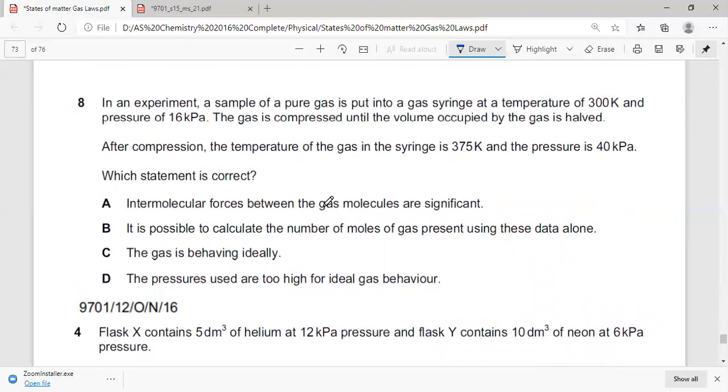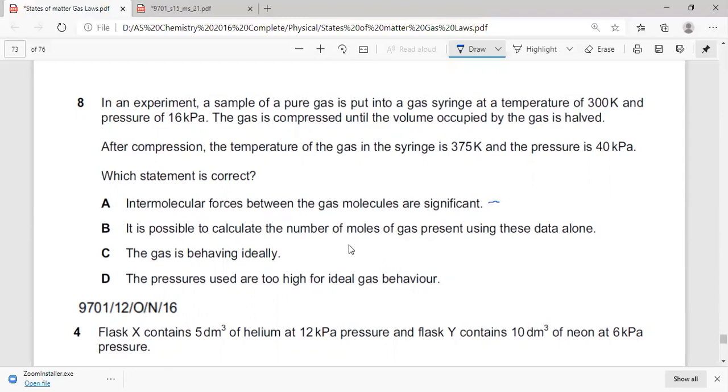Now this question is quite a good question. In an experiment, a sample of pure gas with no mixture is put into a gas syringe at a temperature of 300 Kelvin and pressure 116 kilopascals. The gas is compressed until the volume is half. After compression, the temperature of the gas in the syringe is 375 Kelvin and the pressure is 440 kilopascals. Which statement is correct? Intermolecular forces become significant, which means the gas is not ideal anymore. That means PV equals nRT no longer holds.